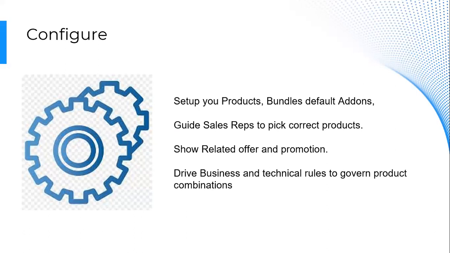Using Salesforce CPQ, with the additional options you get, you can show related offers and promotions at the time of quoting to your customer. You can drive business and technical rules to govern product combinations. You can create various product rules or price rules. Based on that logic, you can make sure the pricing is always correct, and that the products your sales reps are selecting for your customer are compatible with each other, are in inventory, or work properly with each other. Those kinds of logic we can build under the configuration part of Salesforce CPQ.